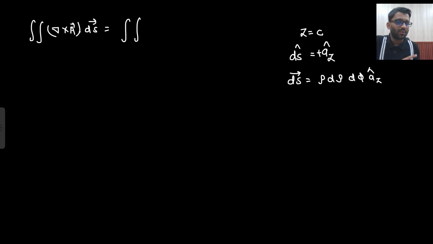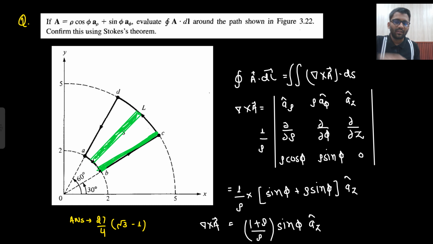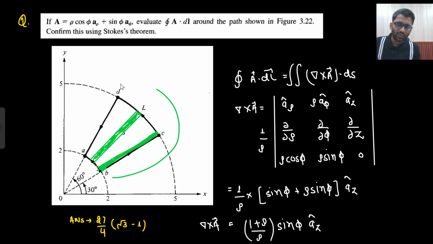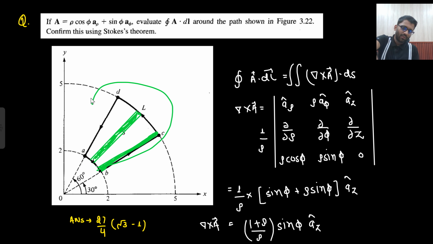The direction could be plus or minus Az, right? It could be going inside as well, or coming outward as well. But you need to see in which loop you are going. You are working in this loop. You are working like this. You can see the arrows, right? This is how you are working. So if you are working like this, use your right hand.